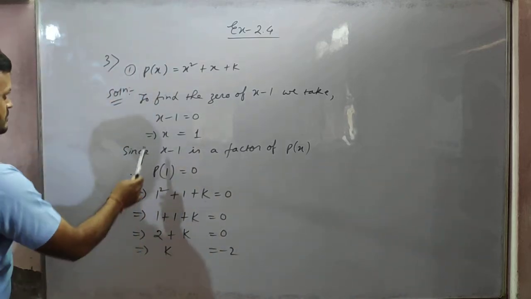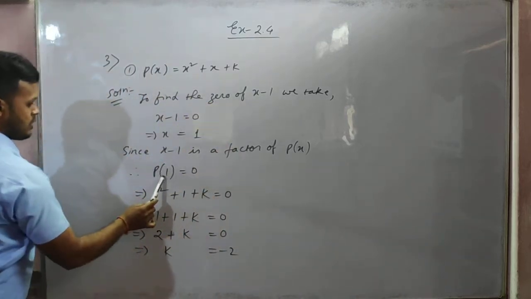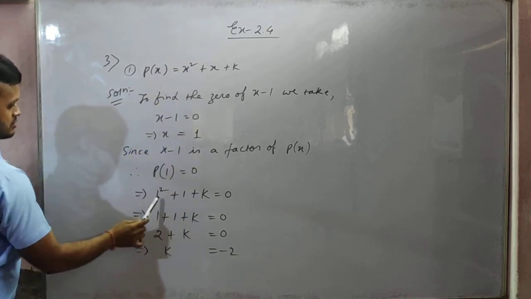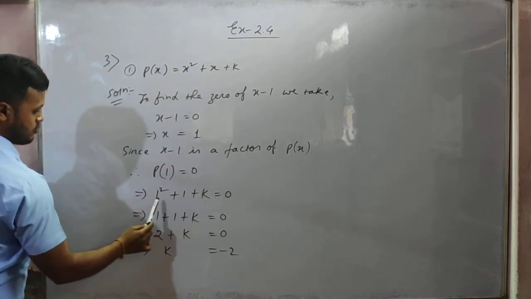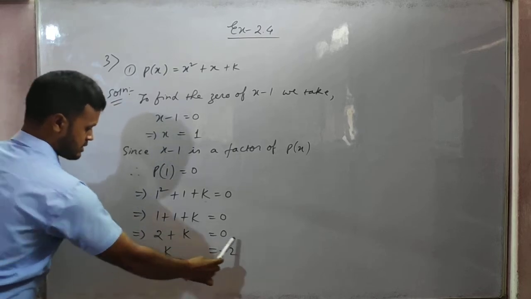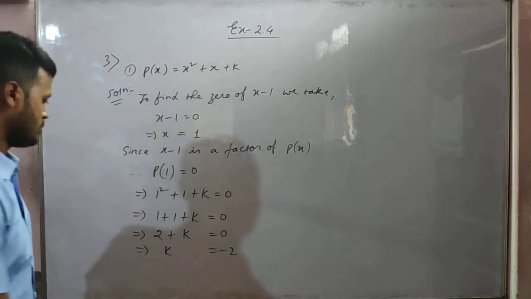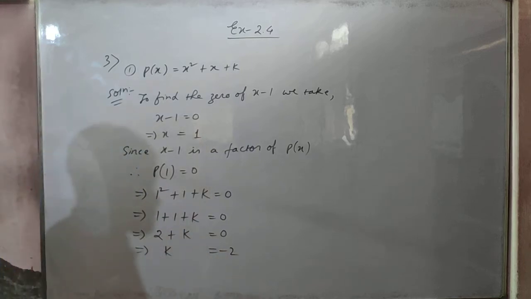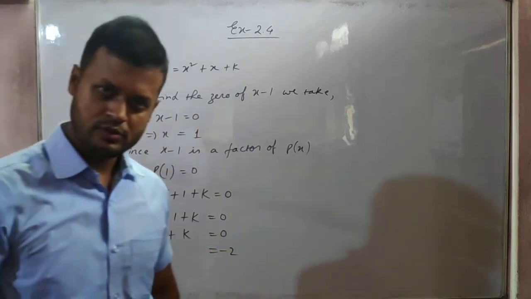So now in place of all the x, you just put 1. See, x square, so write 1 square plus 1 plus k. 1 square means 1, so 1 plus 1 will be 2. Take 2 to the right hand side, it becomes minus 2. So what is the value of k? The value of k is minus 2. Is it okay?